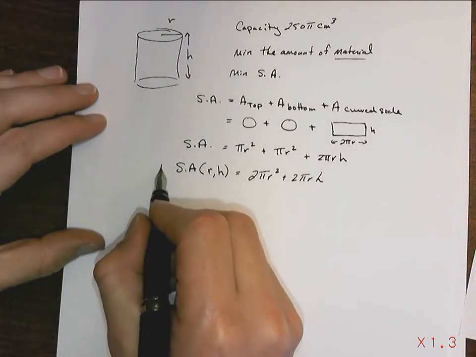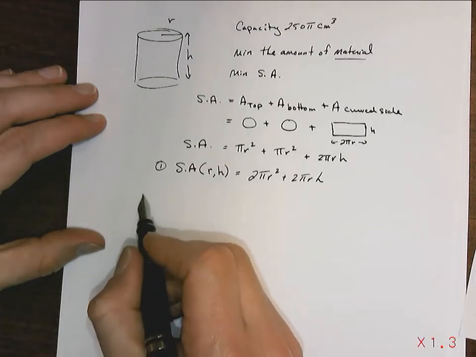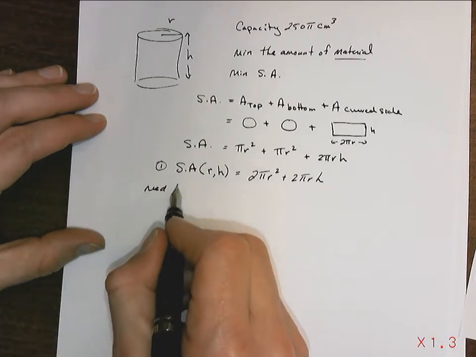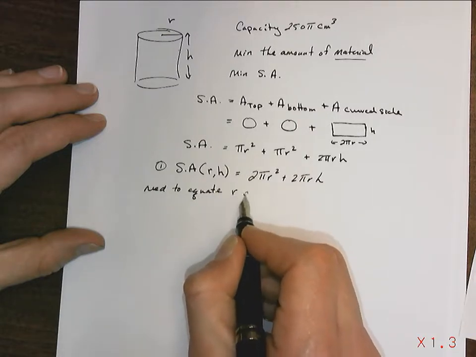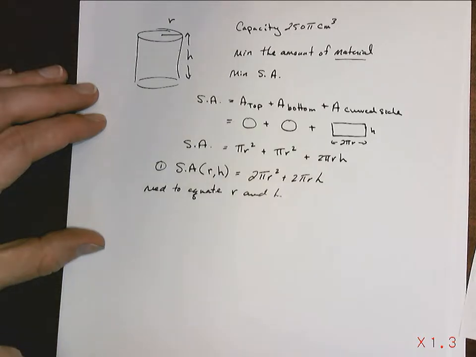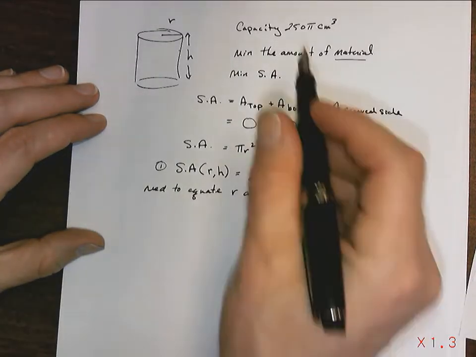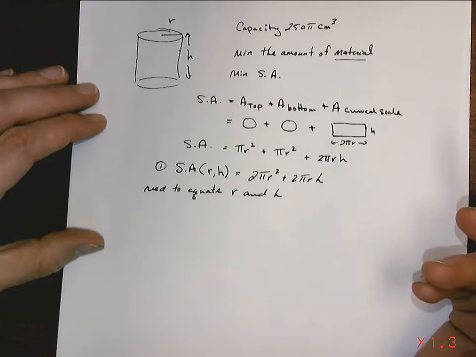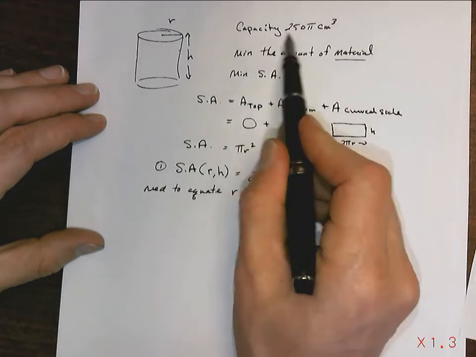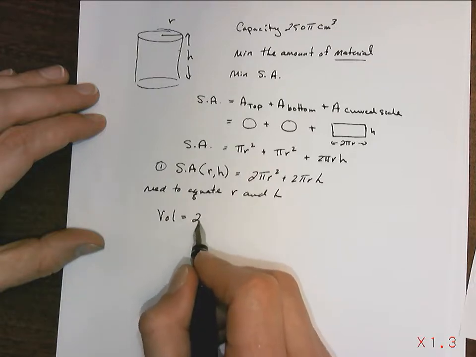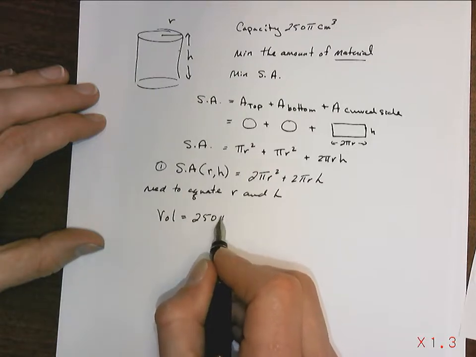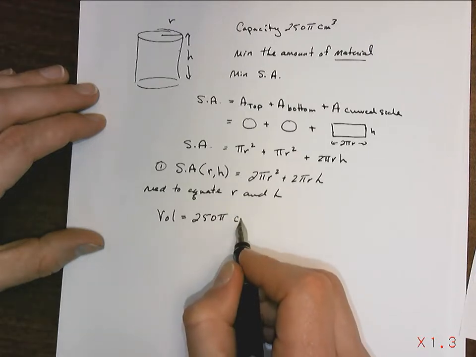So I'm going to refer to this as equation 1, and I'm going to stop and say to myself, well, I need to equate r and h. Now, I don't think I've used the word equate before. I think I've said I need to determine r in terms of h or whatever, but no big deal. So I go back to the question and I find another piece of information that I haven't used. I notice capacity here. Capacity is going to work with volume. So the volume of this can is 250 pi centimeters cubed.